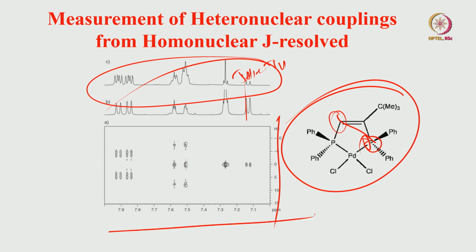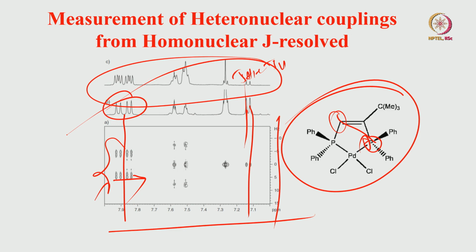Then in this dimension you get only chemical shifts, and here you have removed the HH coupling, so you are getting only proton chemical shifts. You are going to get proton-proton couplings here, and here you are going to get HP couplings. For example, the multiplicity pattern here is centered on the chemical shift of this, and this multiplicity pattern corresponds to phosphorus-proton couplings here also.